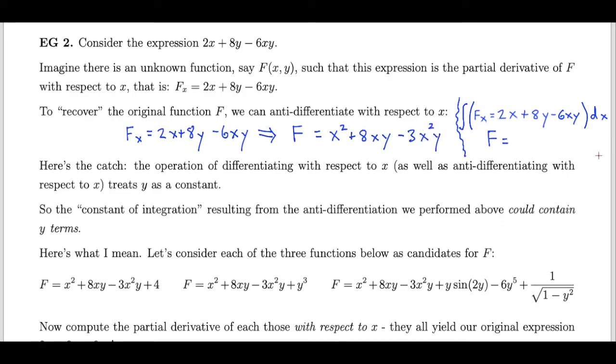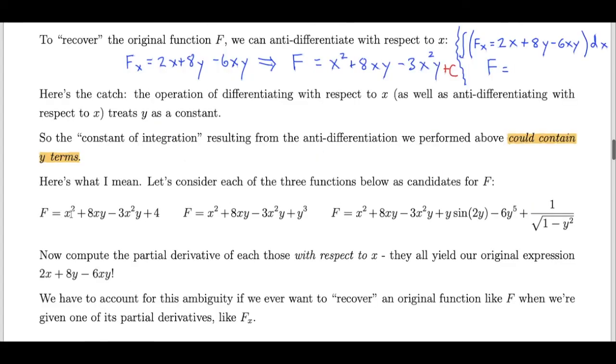But, as I just mentioned, anytime we perform anti-differentiation, we are accustomed to adding a constant of integration, a plus c. In this context, unfortunately, it's more complicated than that, and I want to demonstrate that. The important idea is that if we went backwards from this capital F to its partial with respect to x, that differentiation process would treat y as constant. Therefore, this quote-unquote constant term could potentially contain y values. Let me try to demonstrate that by looking at a few examples.